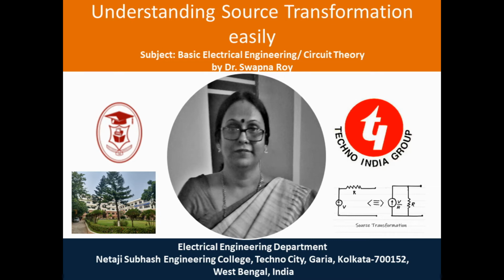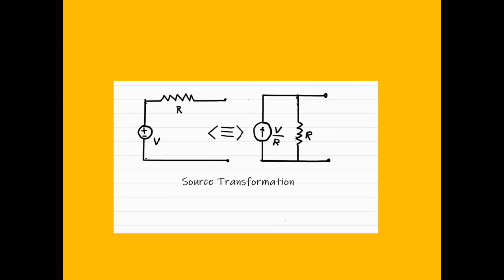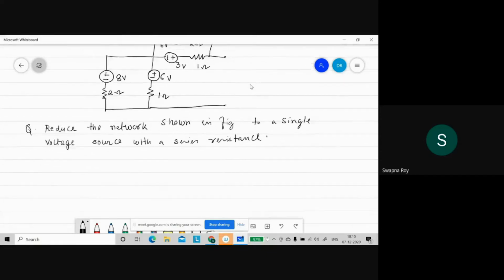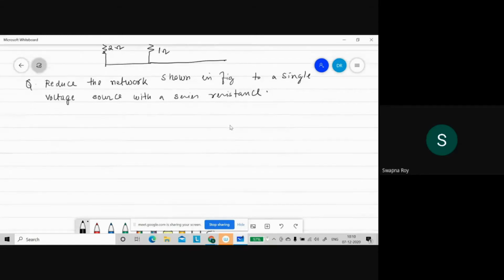Today we will learn source transformation and the application of source transformation for reducing networks. Here we can see a figure of a network where there are 4 voltage sources and 4 resistances. Now the question is, reduce the network shown in the figure to a single voltage source with a series resistance. So how to do it? For that we have to learn source transformations.